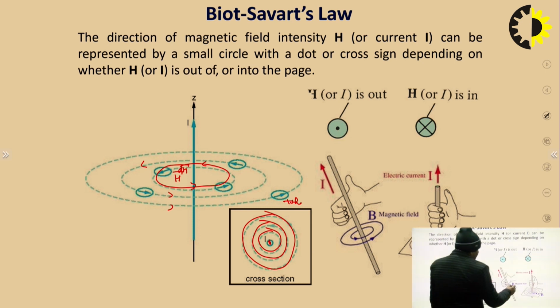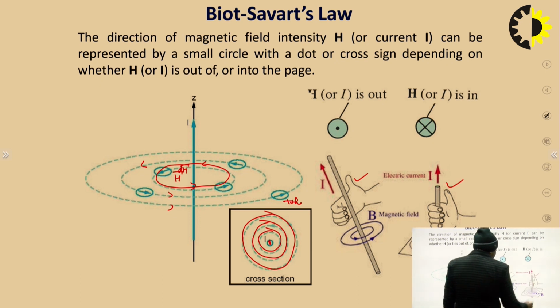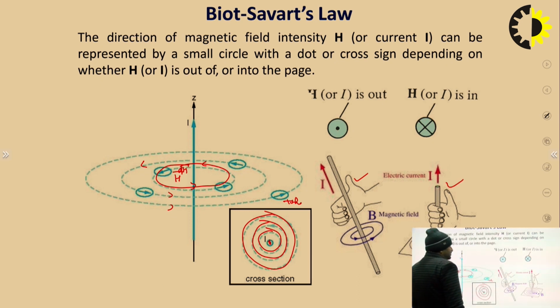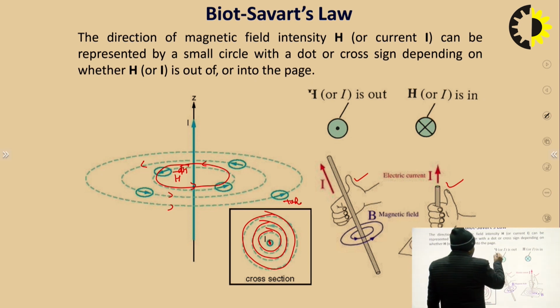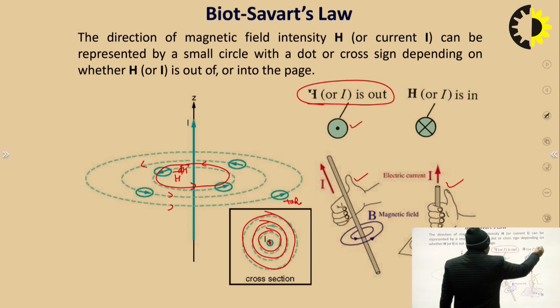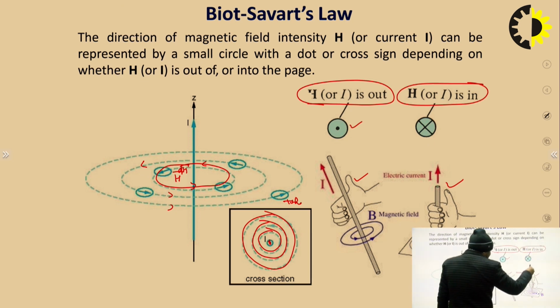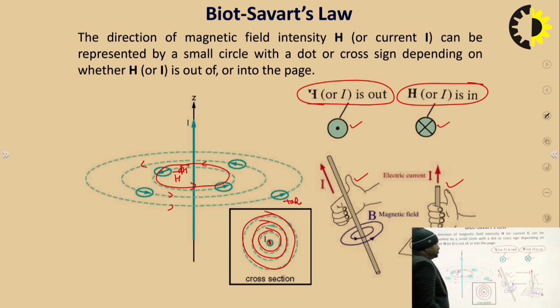Or we can say this is the right hand thumb rule. If H or I is out, we use the dot. If H or I is in that particular system, we use the cross. So dot and cross represent the direction: if the magnetic field intensity is out of the paper, away from us, we say dot, and if it is into the paper, we say cross.